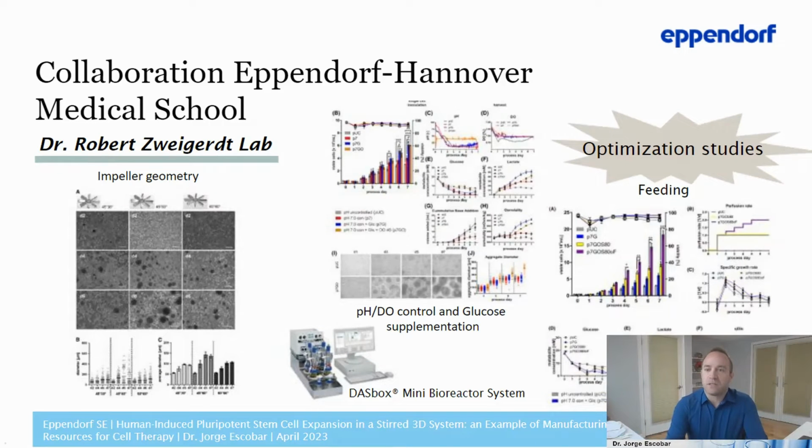Some of these publications describe various optimization studies, including agitation speed, pH, DO control, glucose supplementation, and different feeding strategies, and how the impeller geometry affects iPSC proliferation and aggregate formation, using specifically the DASbox Mini Bioreactor System developed by our company. I want to highlight here that they obtained 30 million viable cells per milliliter in a 150 milliliter working volume using this A-blade impeller configuration in perfusion.